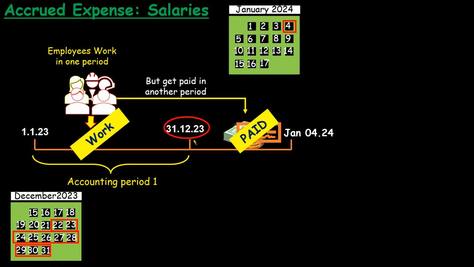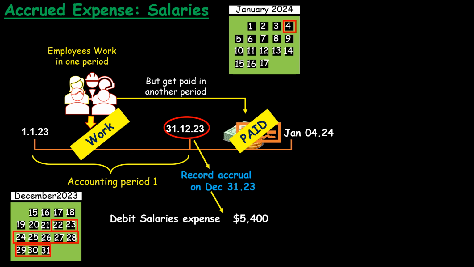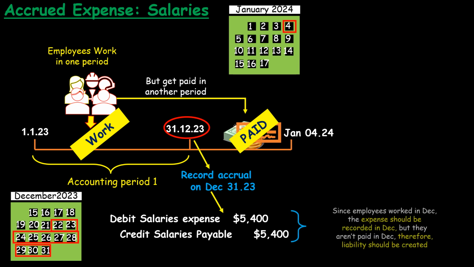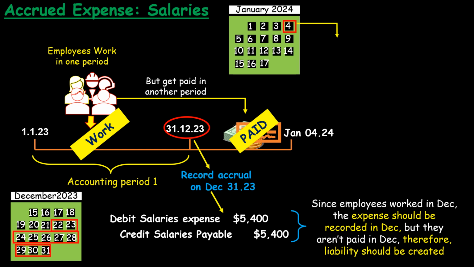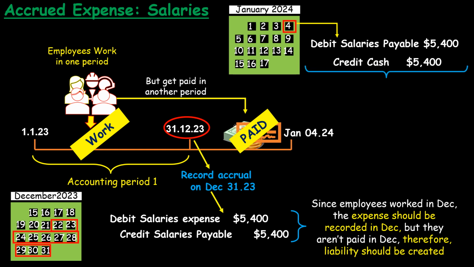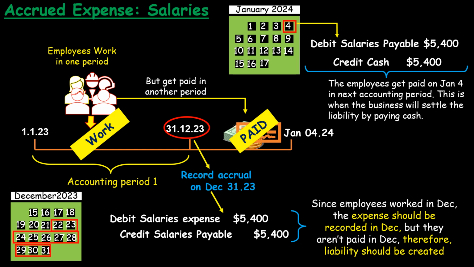So on December 31st, 2023, the business has to record an accrual. And since the business used a service of employees, which we call salaries, salaries expense will be debited, and we are not paying them on that date, that means we will credit a payable and add to the payable the name of the service used, which is salaries. So we will credit salaries payable on December 31st. On January 4th, when we pay them, obviously cash will be credited and debited will be the liabilities account, salaries payable.